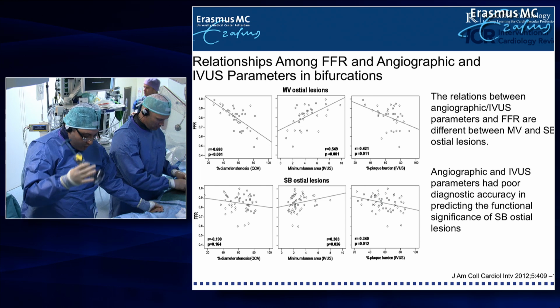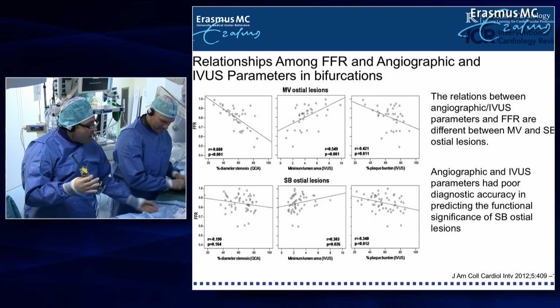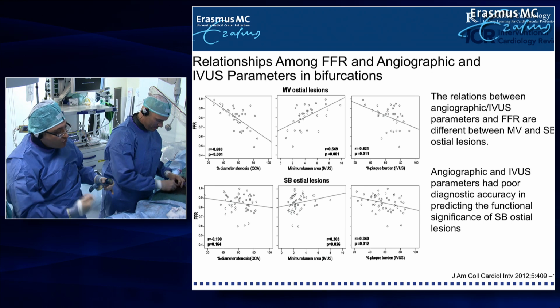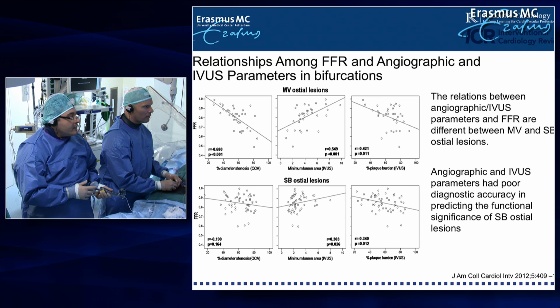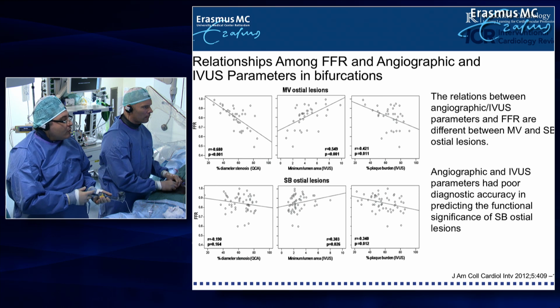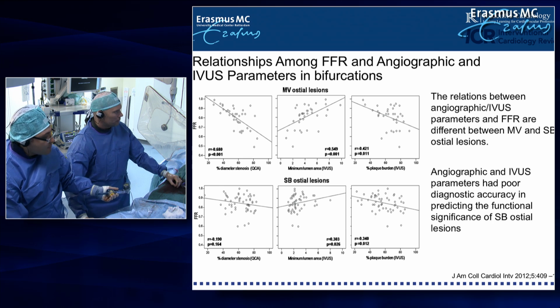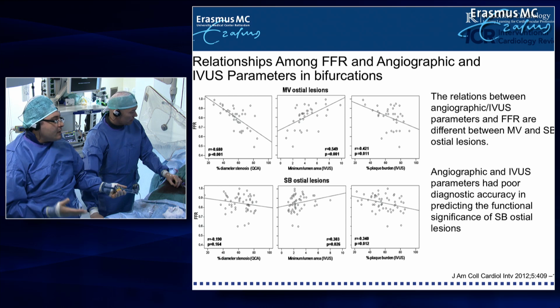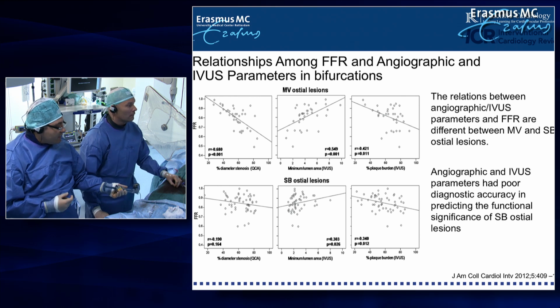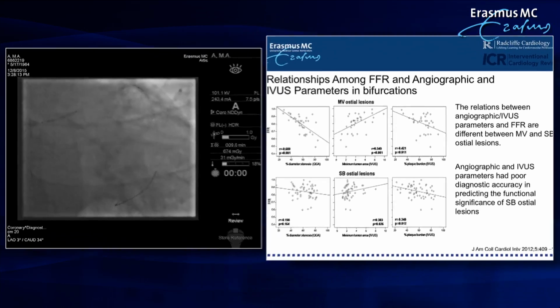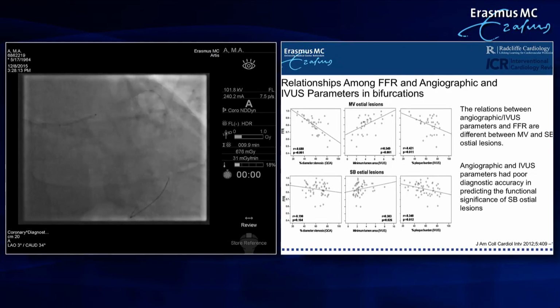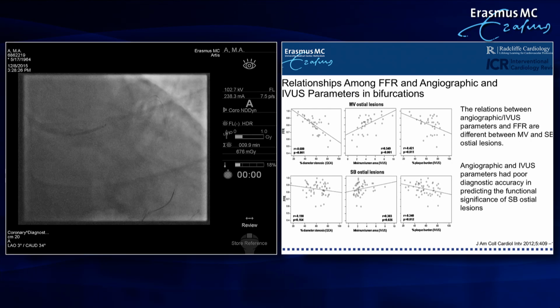But when we go for the side branch, and especially when we have an ostial lesion of the side branch and we want to understand if it is of clinical significance, physiological significance or not, then this correlation becomes a little less clear and evident. So what is the message of this data? Well, I think that the message of this data is that we are much less accurate when we try to assess the significance of a lesion in an ostial side branch.